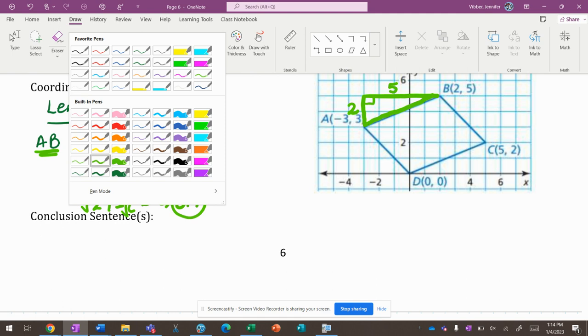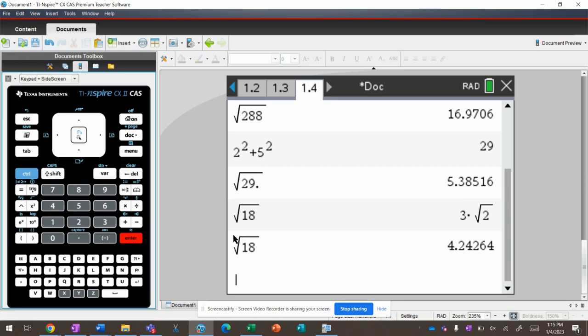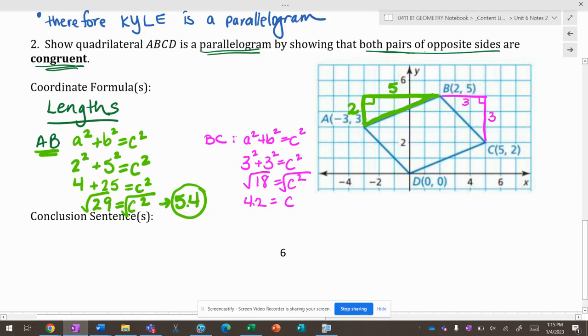All right. Now let's come over here and do BC next. So BC, I'm counting over 3, down 3. And so I'm going to do a squared plus b squared equals c squared. 3 squared plus 3 squared equals c squared. Well, 3 squared is 9. 9 plus 9 is 18. And if I square root that to solve for c, the square root of 18 is 4.2. And now I know that BC is 4.2.